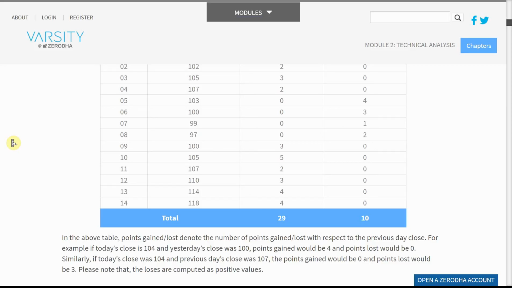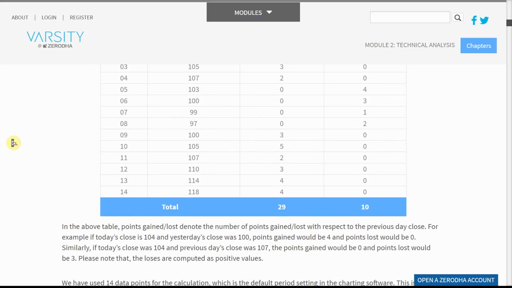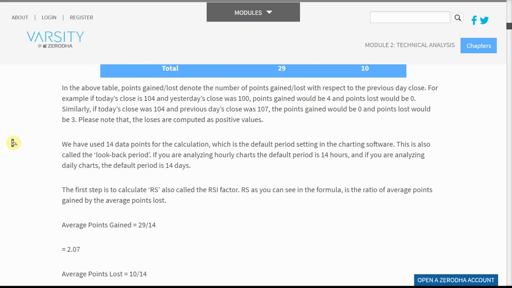09: 100, 3, 0. 10: 105, 5, 0. 11: 107, 2, 0. 12: 110, 3, 0. 13: 114, 4, 0. 14: 118, 4, 0. Total: 29, 10. In the above table, points gained and lost denote the number of points gained or lost with respect to the previous day close.